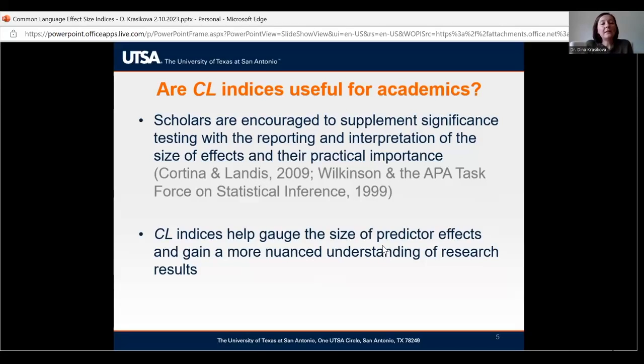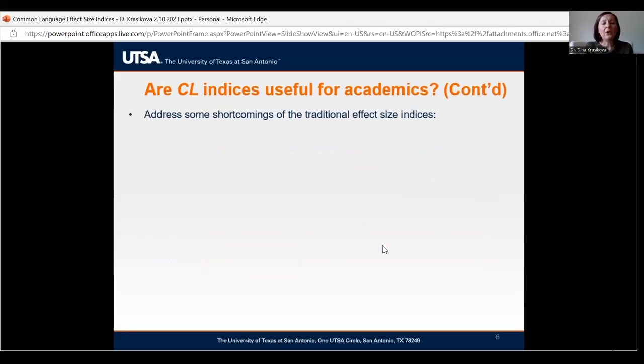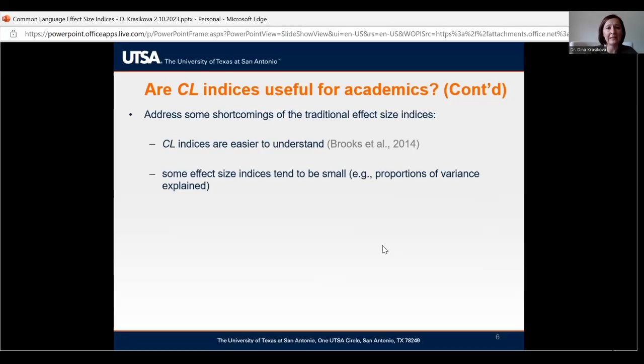CL indices are just another way of looking at our research findings and allow us to gauge the practical significance from a different perspective, different from the traditionally used effect size indices. Also, CL indices help us address some of the shortcomings of the traditional effect size indices. There is evidence, a paper published at JP back in 2014, showing that CL indices might be easier to understand than some of the traditionally used effect size indices.